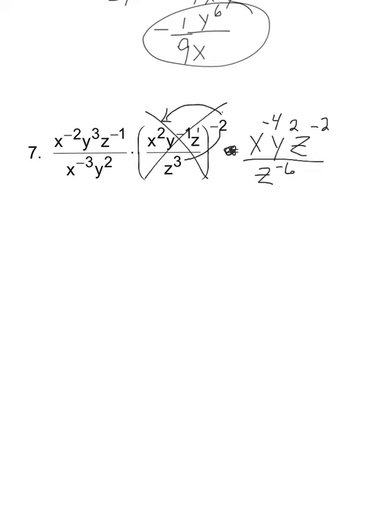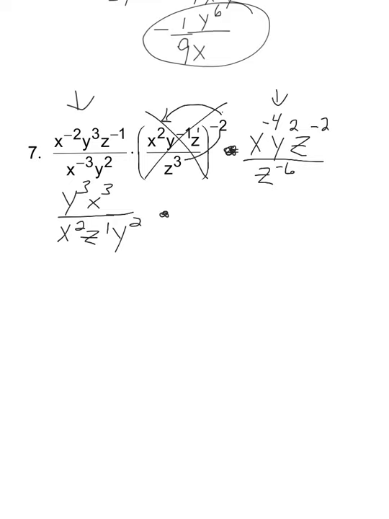Okay, so I'm looking at the first one, this guy here, this set. Let's start moving what we need to move. That x to the negative 2 goes down. Y to the positive 3 power stays up. Z to the negative 1 goes down. Looking at the bottom, x to the negative 3 goes up. Y to the positive 2 stays down. Times these guys over here that we just did.